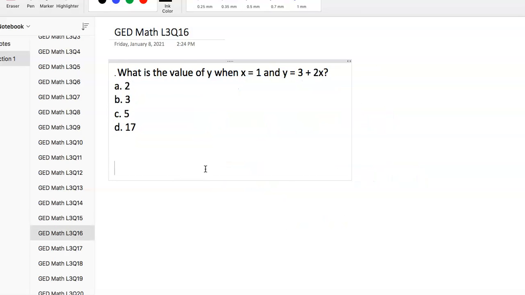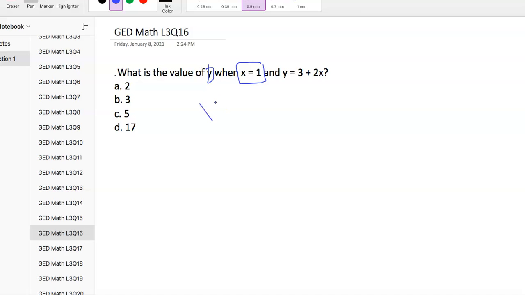Okay, 3/4 of the way there. 16. We got 5 questions left. What is the value of y when x is 1 and y equals 3 plus 2x? Okay, so they're just asking us to plug this x in. Okay, x is 1, and they're asking us for y, right?